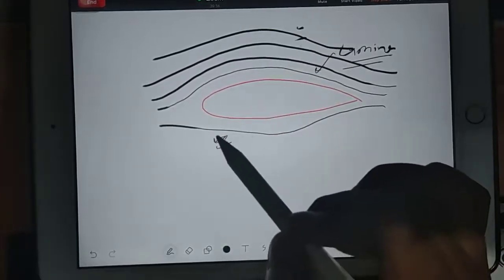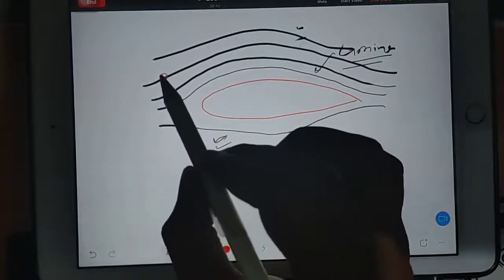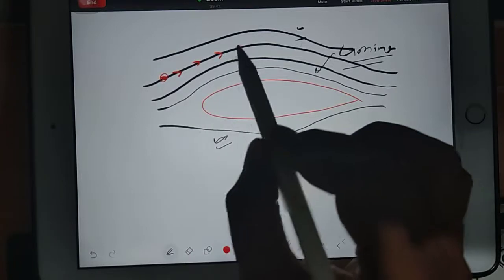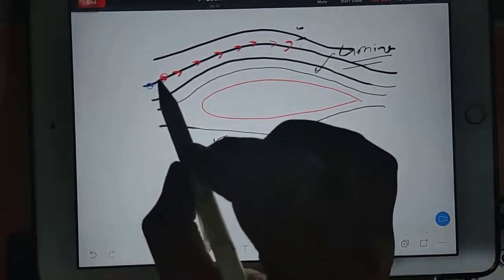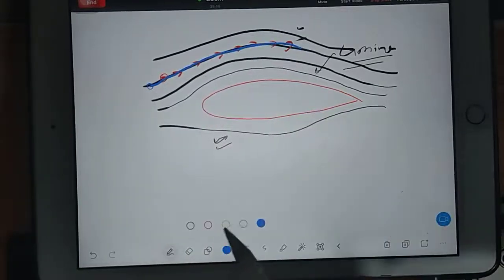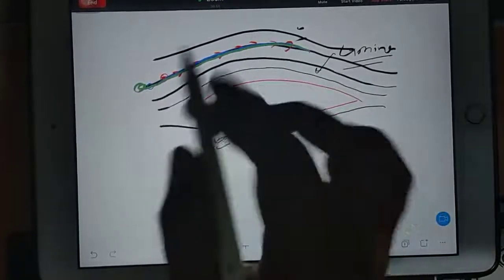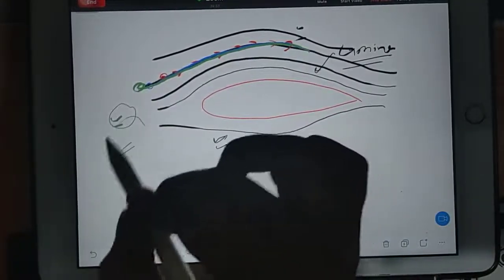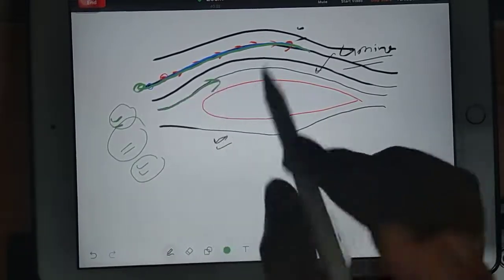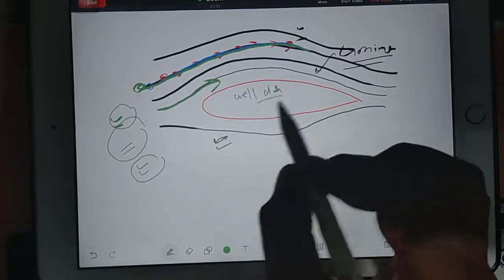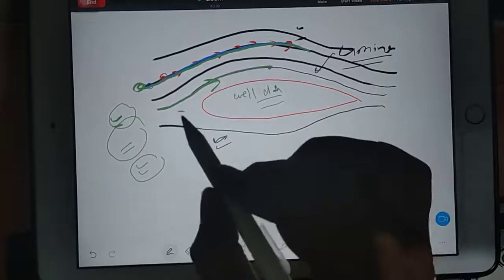So how will you define this kind of flow? It's like fluid particles. Suppose here is a fluid particle. This fluid particle is passing through this path. Then whoever is next will follow the same path. Whoever is next will also follow the same path. It means laminar flow you can define as the flow in which fluid particles move along a well-defined path. These well-defined paths you will call streamlines.